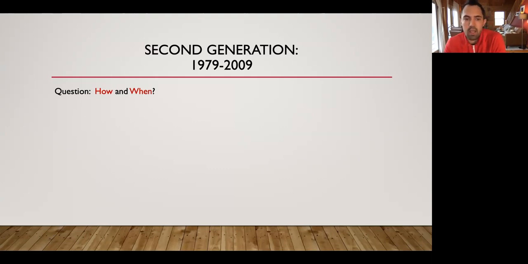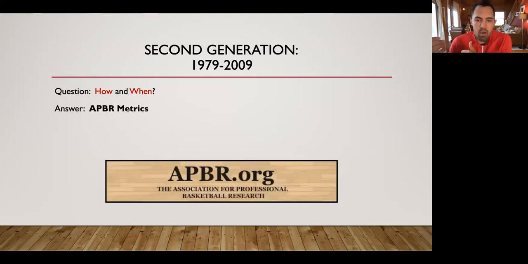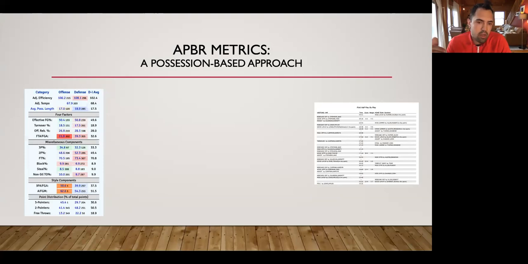And the way that we did that was through something called APBR metrics. And this is generally what people mean when they say advanced analytics. So APBR stands for the Association for Professional Basketball Research. And it was a group of people that kind of found each other and started to realize, hey, can we look beyond the box score to learn more about the game, to learn more about players, to learn more about games? And this generation had three unique components to it, if you will, three steps, I guess.